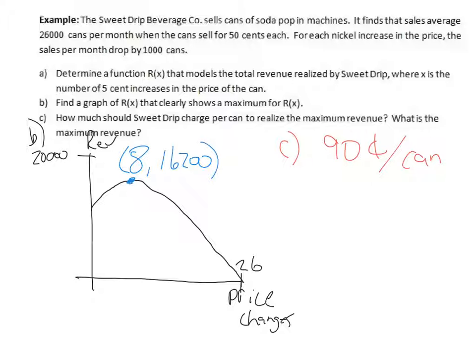And then what is the maximum revenue? Well, the Y value of that point is the maximum revenue. Okay, so we'd say 16,200 is the maximum revenue.